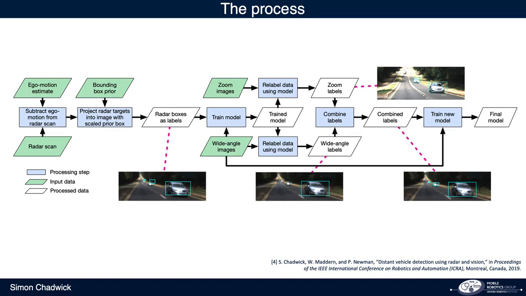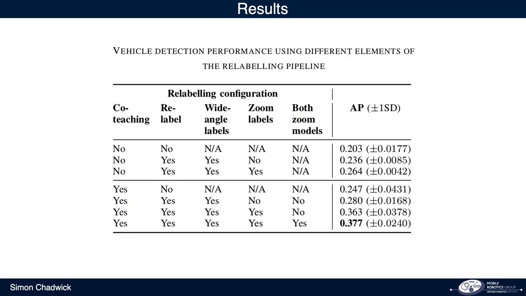To analyse the effect of these different stages, we carried out an ablation study. As you can see, the standard training process without co-teaching or relabeling is shown in the top row. It can be seen that each additional process increases the final performance. The Both Zoom Models column makes use of the two different networks produced by co-teaching to relabel the zoom images. The final detection results are considerably higher than can be achieved using only the original radar labels and the standard CNN training process.